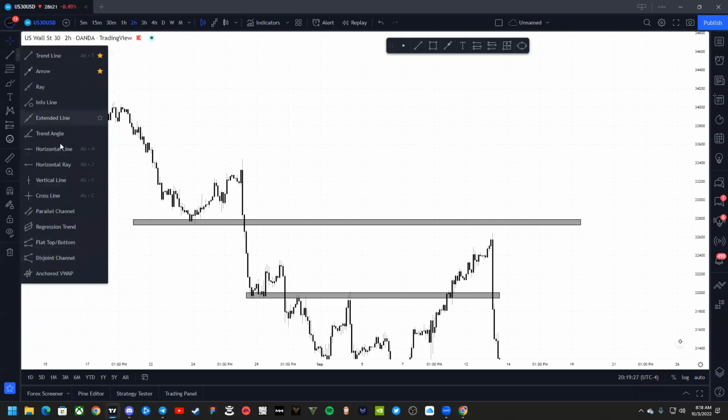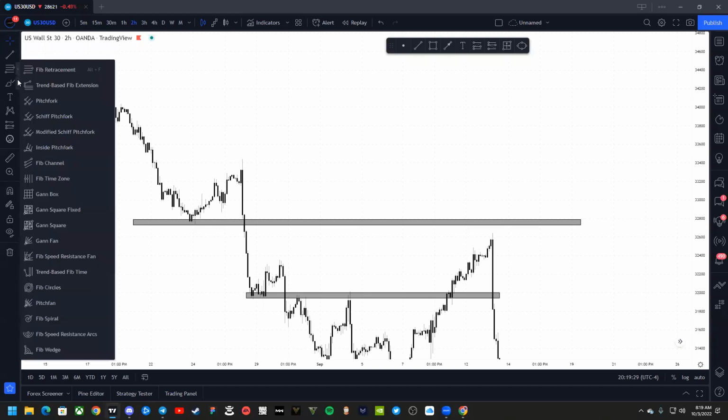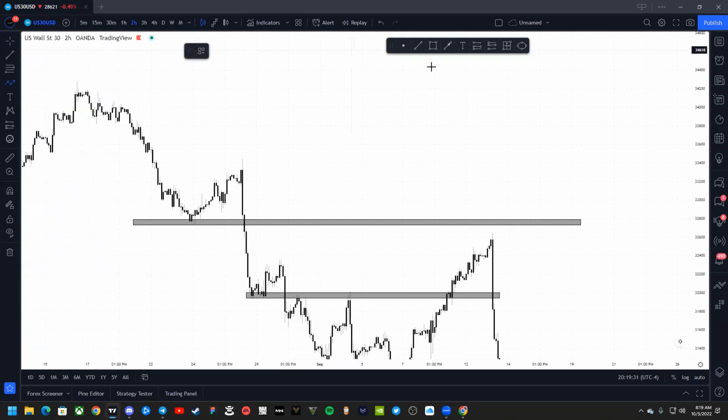Wait, where is... me personally? Okay, here we go. I've never seen price... oh, it's white. What the heck? Let me change the color right quick.